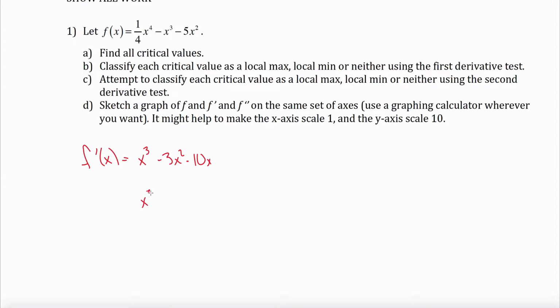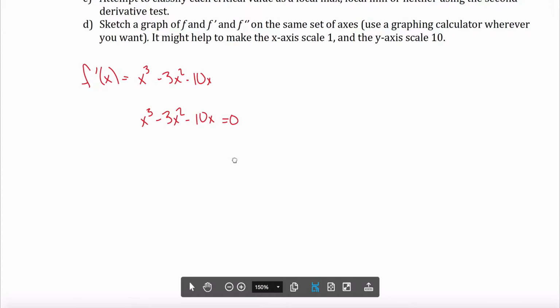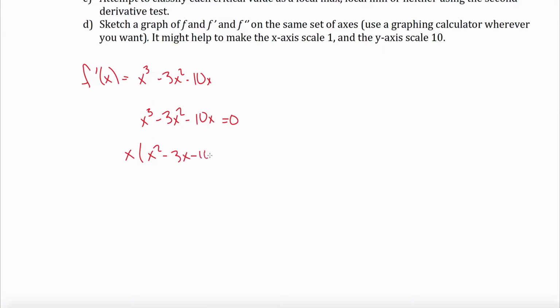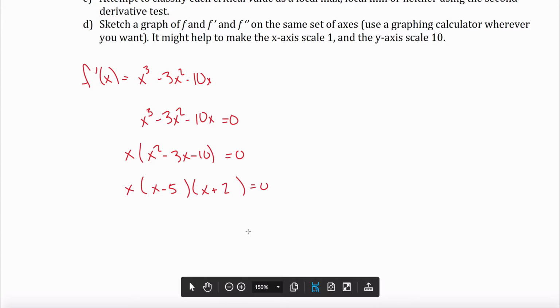And I can find those by taking this thing and setting it equal to 0 and flexing some algebraic muscle. I might notice that each of my terms has an x in them, so I can start by factoring that out. And then what you're left with is a quadratic trinomial with leading coefficient equal to 1, and you can factor that. Just need two numbers that multiply to negative 10 and add to negative 3. So negative 5 and positive 2 will do the trick.